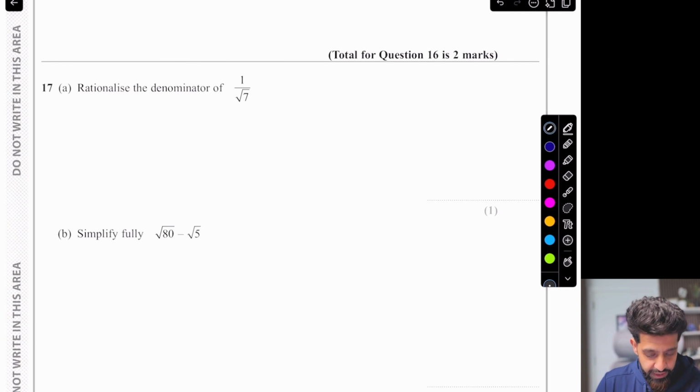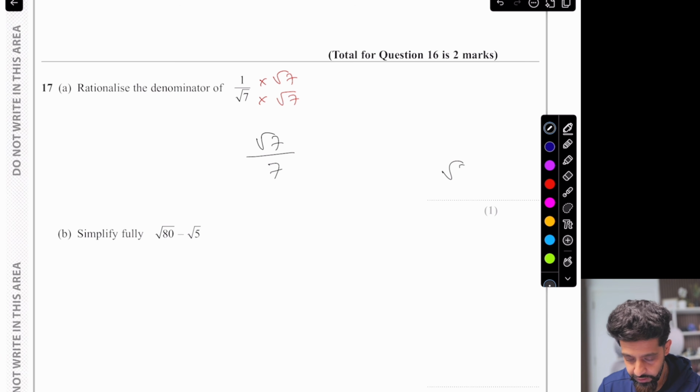Number 17a, rationalize the denominator. So you multiply the top and the bottom by the surd on the bottom. So it's root 7. So 1 times root 7 is root 7. And root 7 times root 7 is root 49. But a quicker way is just to do 7. Okay, because the square root of 49 is 7. So that's your final answer there, root 7 over 7.